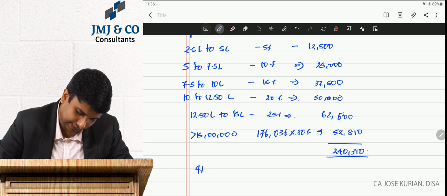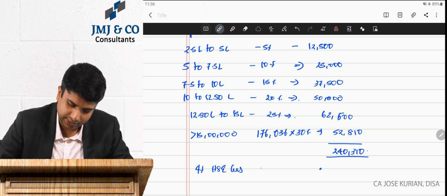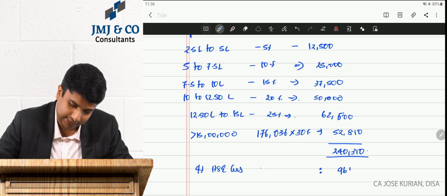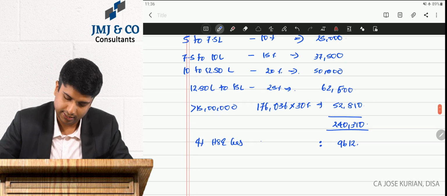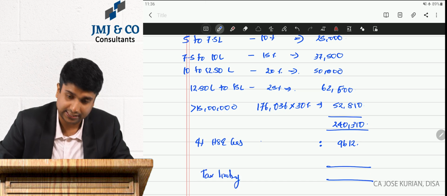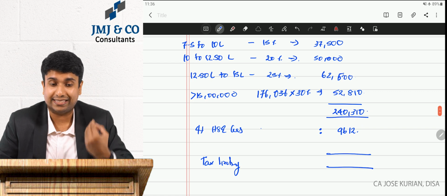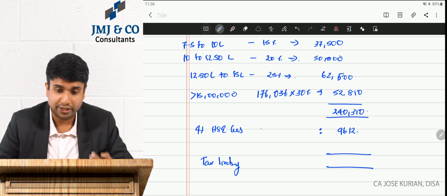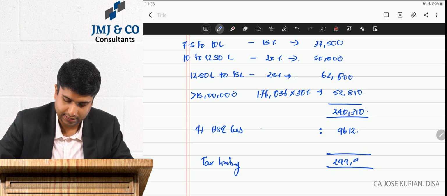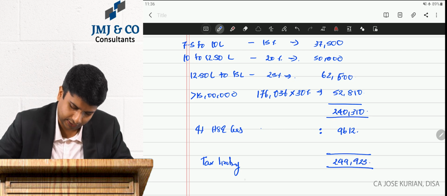So 4% health and education cess will also come. Now friends, you tell me what is the 4% health and education cess? It is 9,612 rupees. So adding that also, what will be the tax liability? The tax liability for that assessee, if opting for 115BAC from the perspective of the employer, would be 2,49,923. You can apply the rounding-off provision.